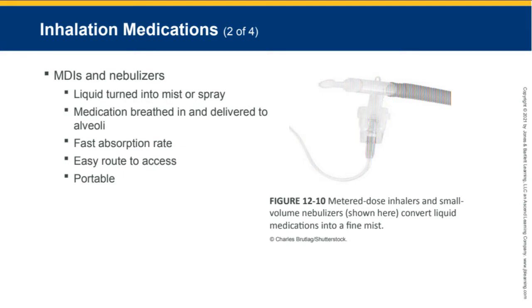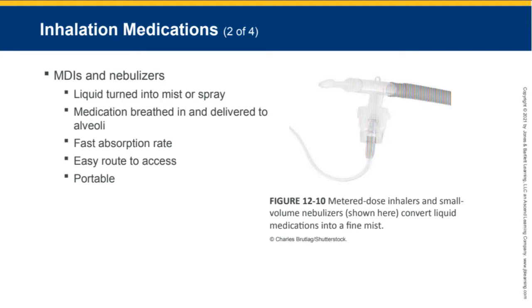The advantage is that it's fast and it's a relatively easy route to access, but the disadvantage is that the patient needs to be cooperative and control breathing. For example, when you're administering a metered dose inhaler, we normally tell the patient to take a breath out and then put the inhaler in the mouth, depress it once, and then take a deep breath in. That can be very difficult to do if the patient is having breathing issues. Metered dose inhalers and nebulizers cannot be used for unconscious patients.